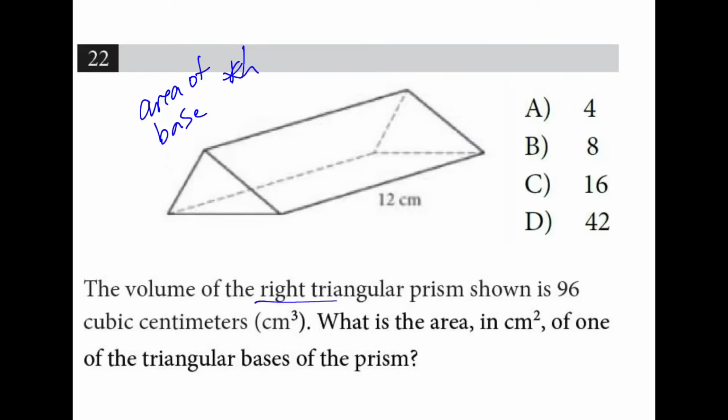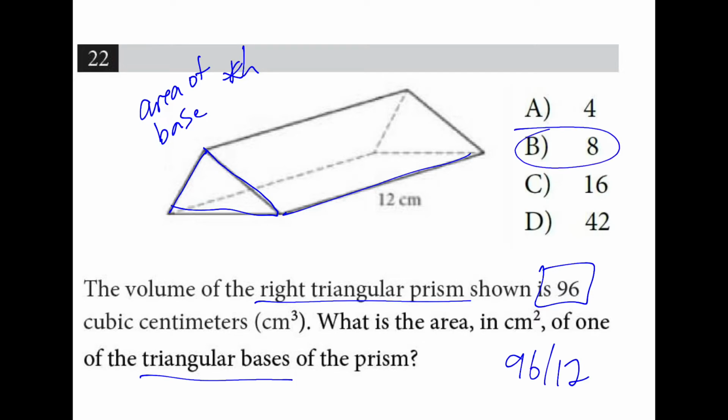For this right triangular prism, the volume is the area of the base times the height. In this case, they give us the volume, and they just want to know what is the area of the triangular base. So we take the volume, and we divide that by 12, and we get 8, which is the area of the base.